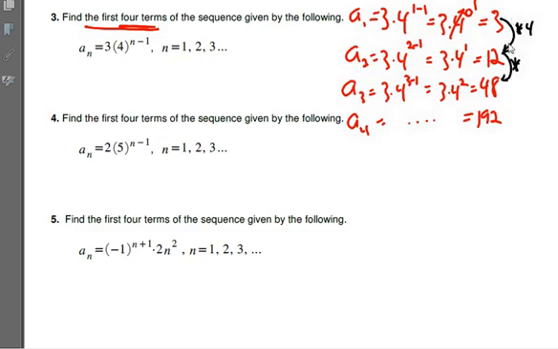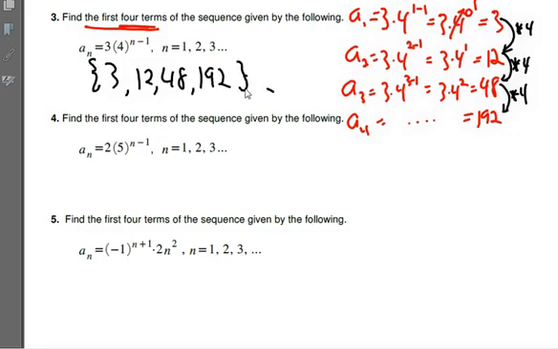What's interesting about this sequence is that if you multiply each term by 4, you get the next term. So 3 times 4, you get 12. 12 times 4, 48. 48 times 4, you get 192. There's a special name for this type of sequence. Oh, I put those squiggle brackets on there again. Oh well. It's a geometric sequence.